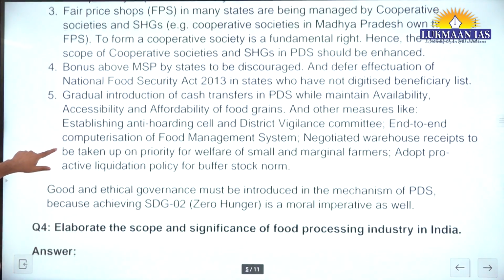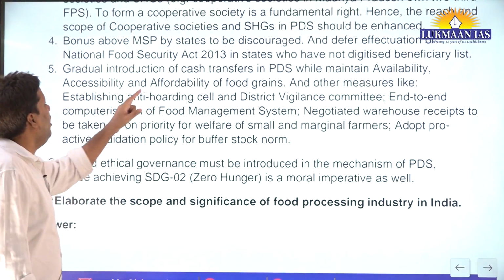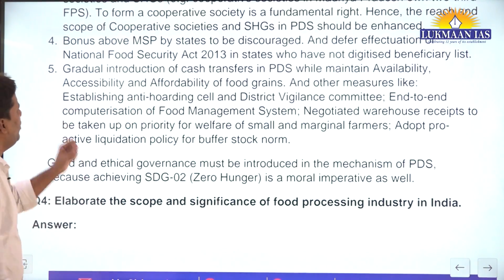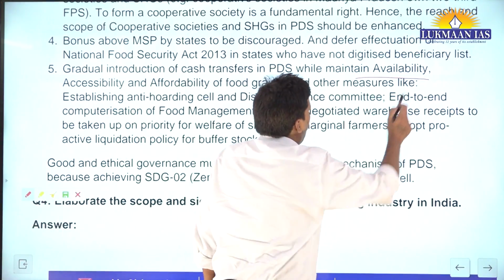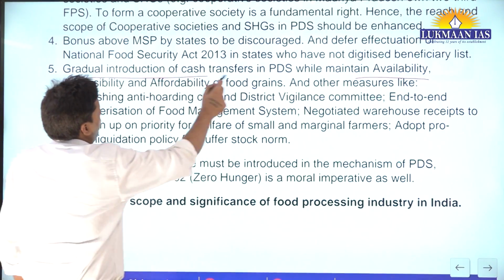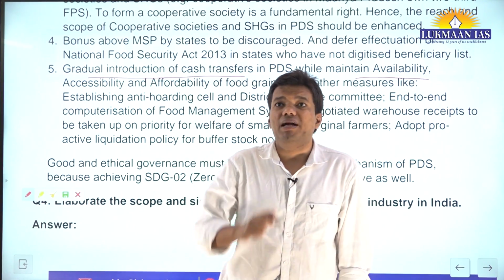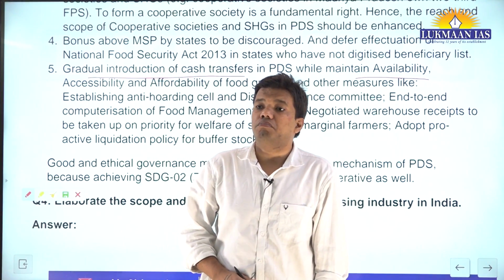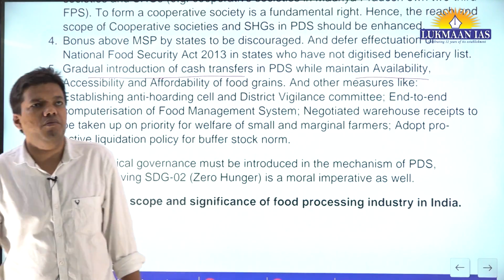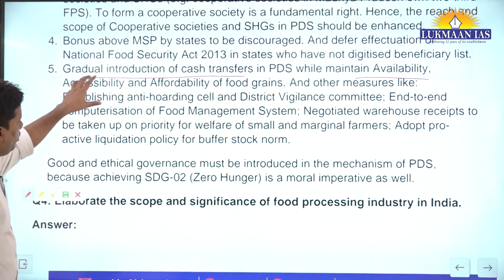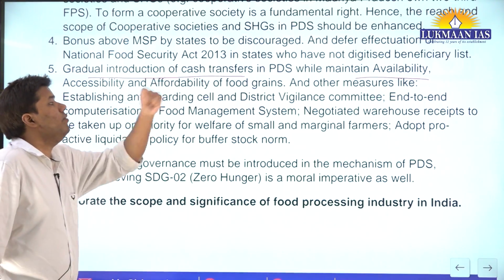Fine. Gradual introduction of cash transfer in PDS while maintaining availability, accessibility and affordability. See, this is very, very important. AAA, right? In fact, when you read the National Food Security Act, these 3 words are important. When you introduce cash transfer, the public will buy at the market price and then the subsidy will be transferred to their account. But sometimes, let's say that particular food item is not available, then what will they do? How will they get it from the market? So you have to strike a balance. You have to introduce cash transfer, but also maintain the availability, accessibility, and affordability of food grains.